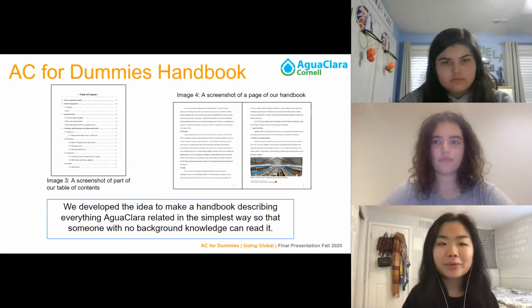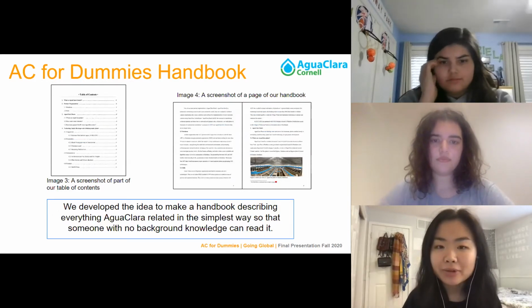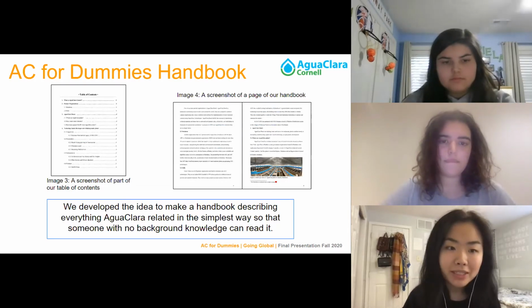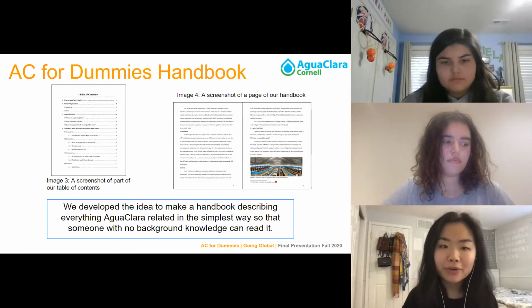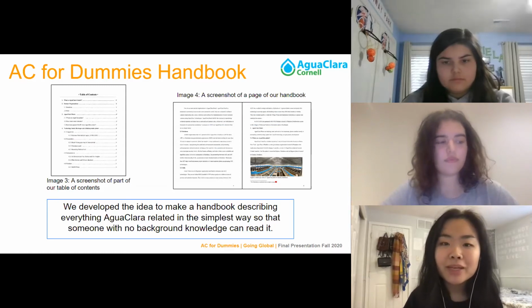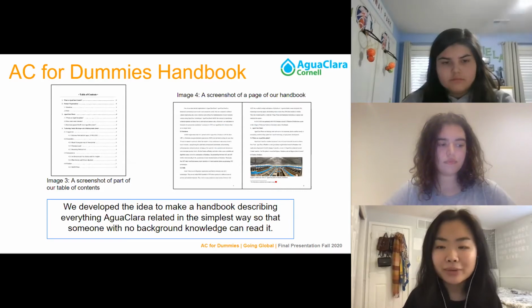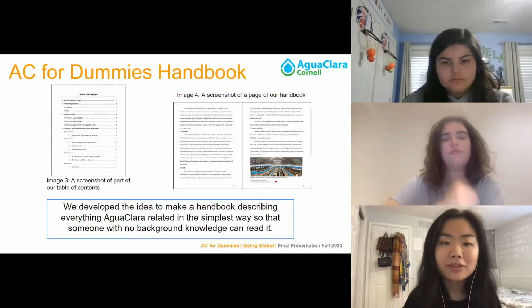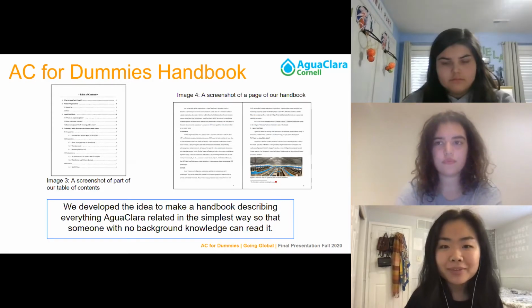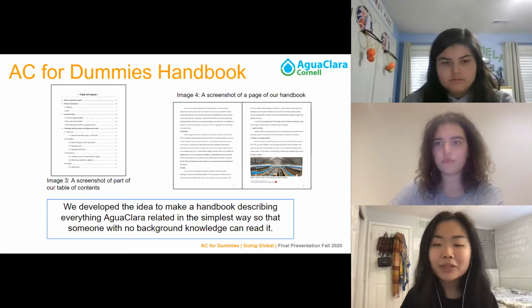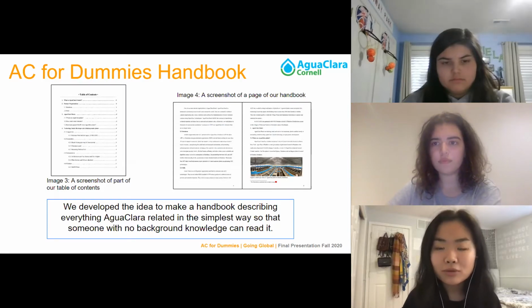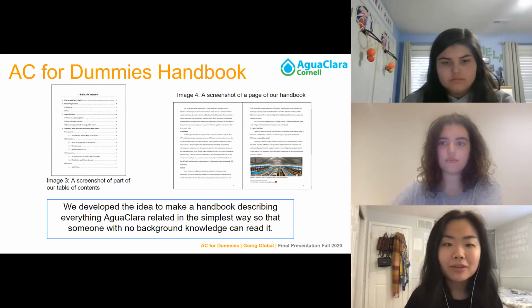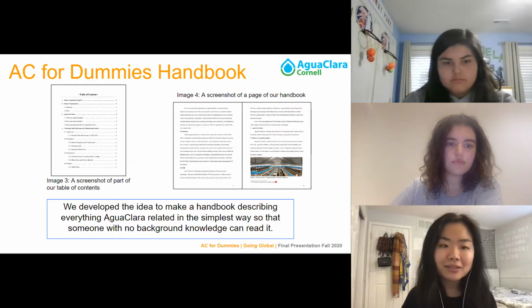Another big task we were tackling this semester was putting together a handbook. At the start of the semester, when we were unsure of what our main goals were as a new sub-team, we developed the idea of creating a handbook of everything Algoclara related. The idea is that our handbook would use simpler language than say a textbook to explain our technology so that an outsider would be able to understand what Algoclara is all about. The main audience we had in mind were new incoming members, but it could also be used for any party interested in our technology, but don't know much about the technicalities of water treatment processes.